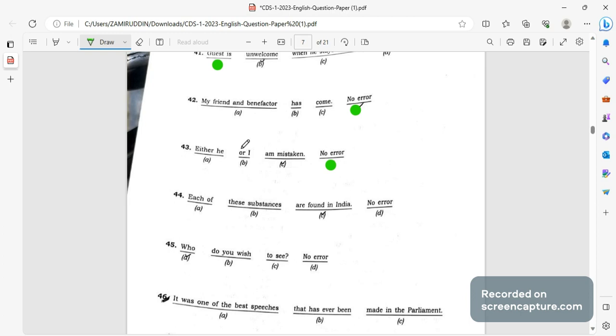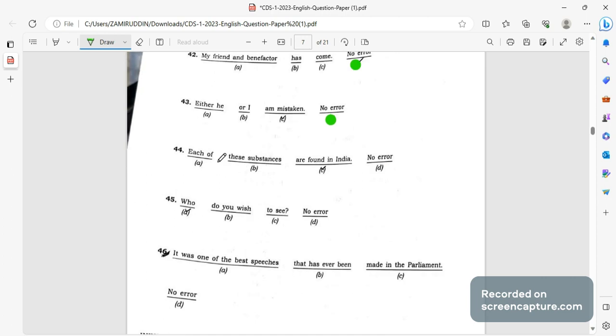जब or से कनेक्ट करते हैं हम दो चीजों को, तो or के लास्ट वाले को हम चेक करते हैं, that will be matching with this. I am, so correct. If it is he, with has: he has mistaken, वैसे करके हम कनेक्ट करते हैं. Here or के साथ हम हमेशा I, ये जो थर्ड सेकेंड वन और जिससे लास्ट में कनेक्टेड है उससे चेक करते हैं. I am mistaken, so there is no error, it is correct.